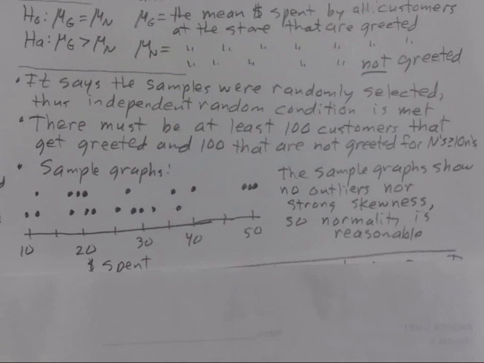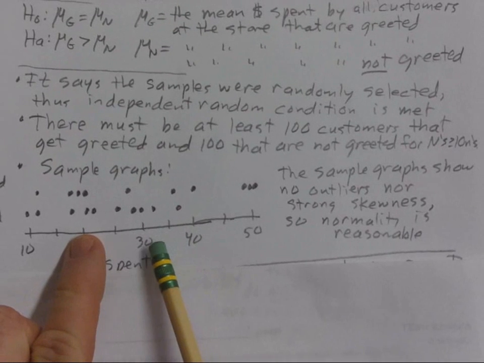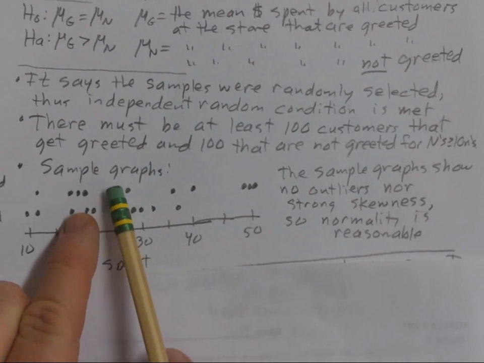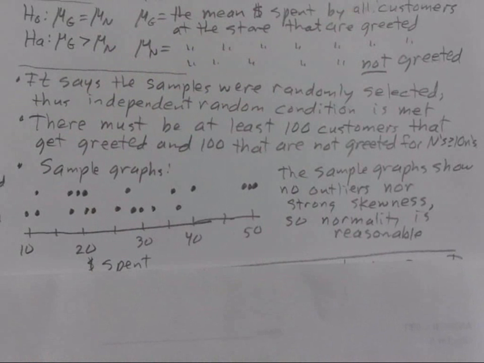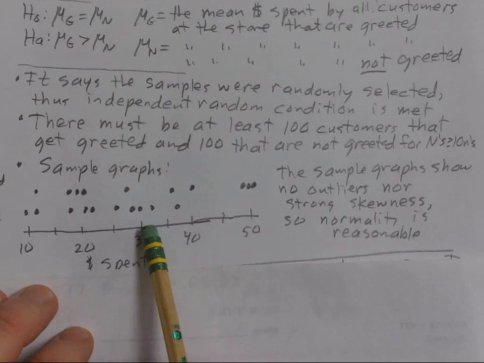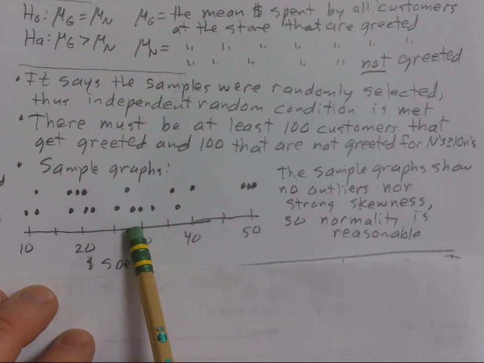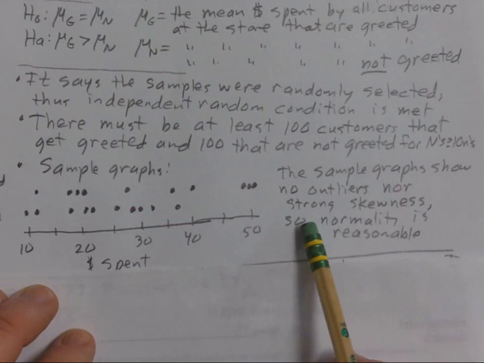It doesn't say that things vary approximately normally, so we graph our sample data, which, by the way, you would graph your sample data anyway. I just plotted those points on a number line. You could have done a box and whisker plot or a histogram or a stem and leaf plot, but a dot plot works just fine. As long as you don't have outliers or strong skewness, we're going to say normality is reasonable. So the sample graph shows no outliers nor strong skewness, so normality is reasonable.